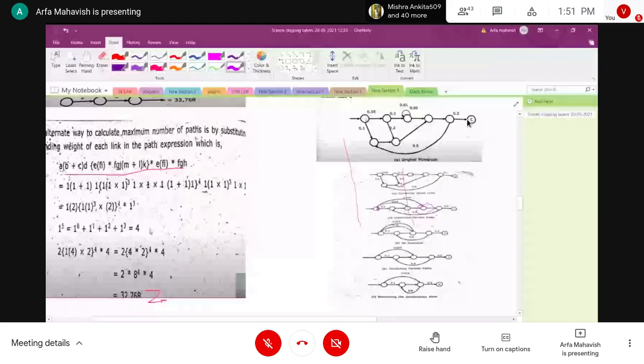Here we are removing the parallel links, that is these two links. What we do for parallel links is add them: 0.015 and 0.01. We will get the result of 0.025 for adding these two links.